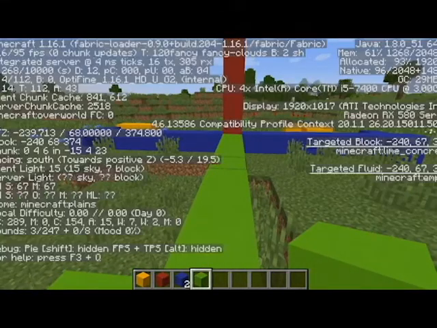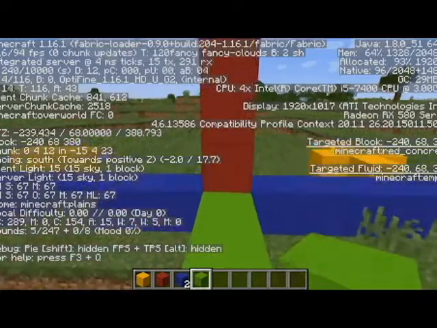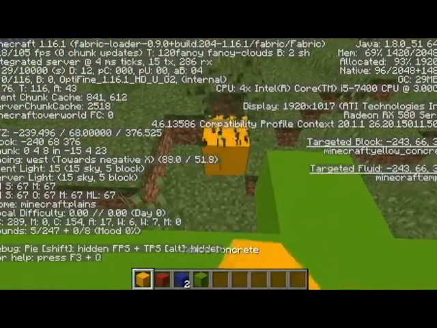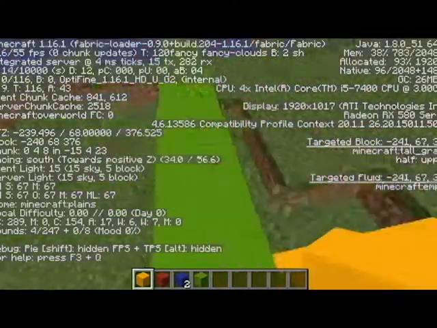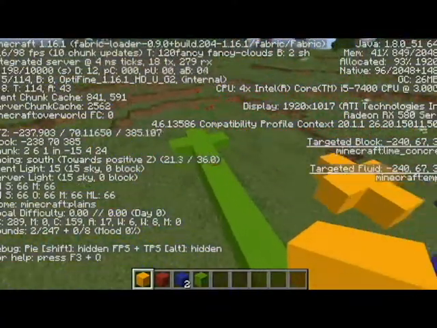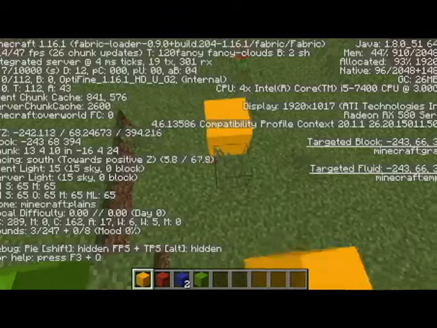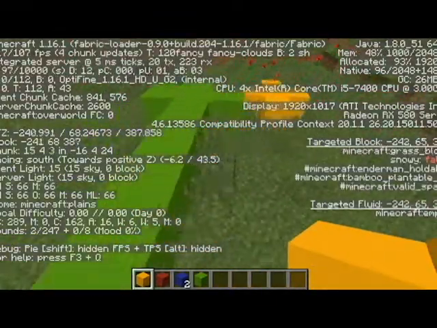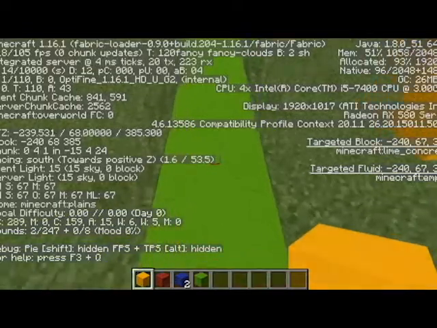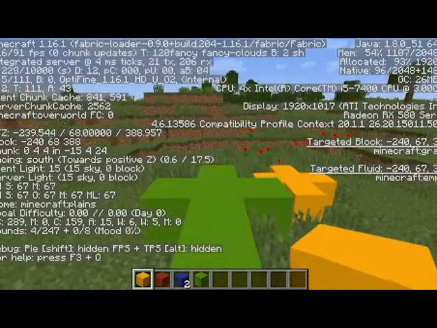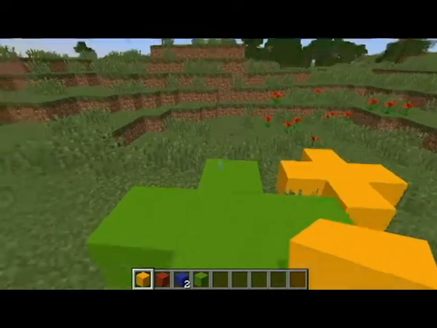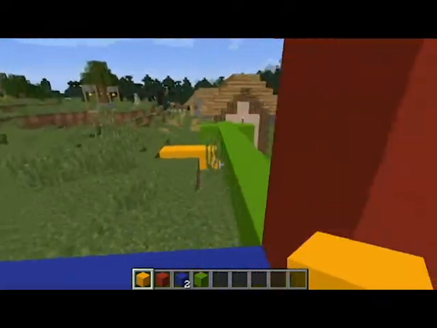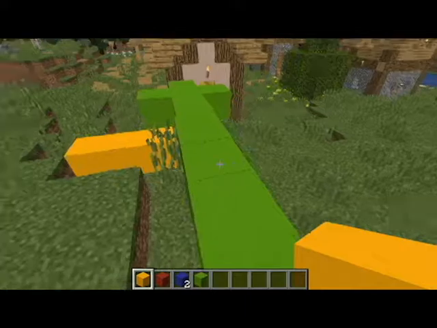Here, if I hit F3, we would have this being our negative z direction, and this being our positive z direction, as if I were to start at our center block and walk this way, our z coordinate would increase, and if I were to walk this way, it would decrease.